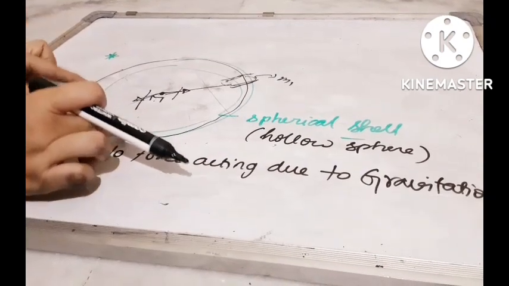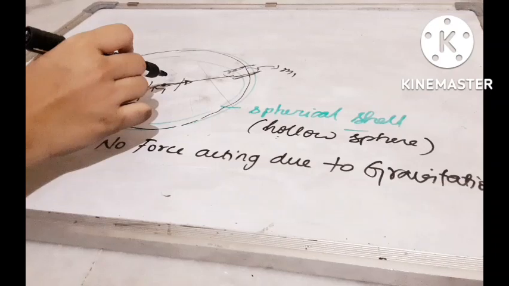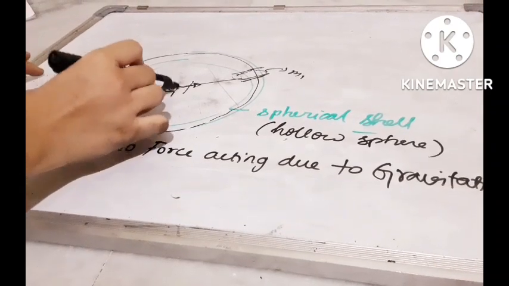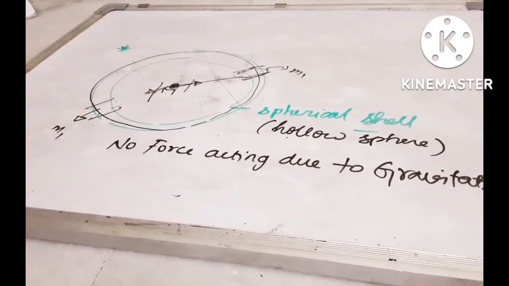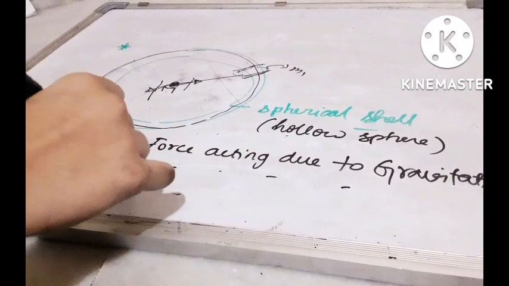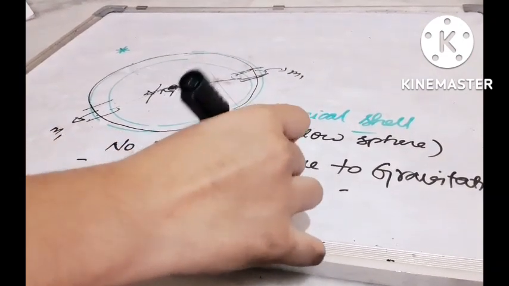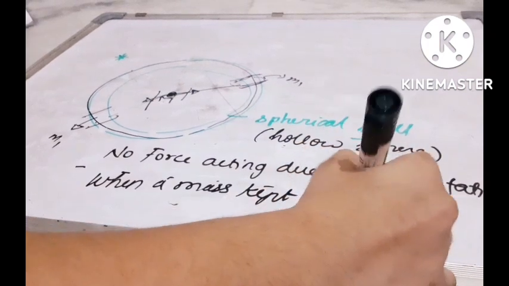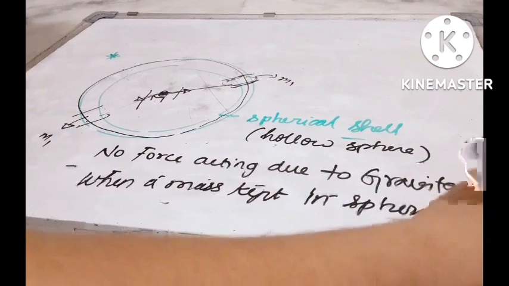So like that, so many infinite sections can be taken on this shell, and hence there will be no net force on this mass which you kept inside a spherical shell. So you need to remember that no force acts due to gravitation when a mass is kept in a spherical shell. Okay, there will be no force.